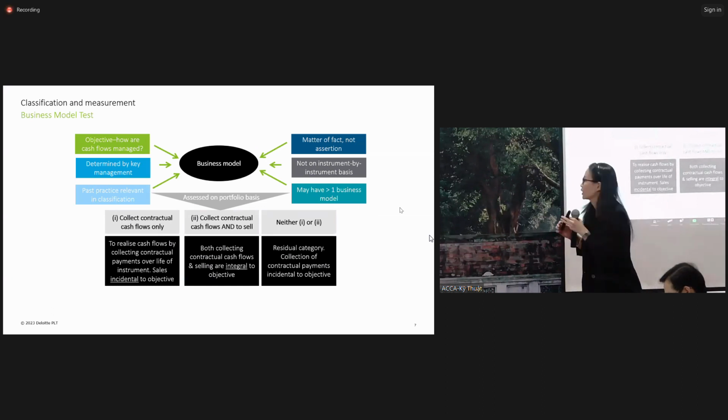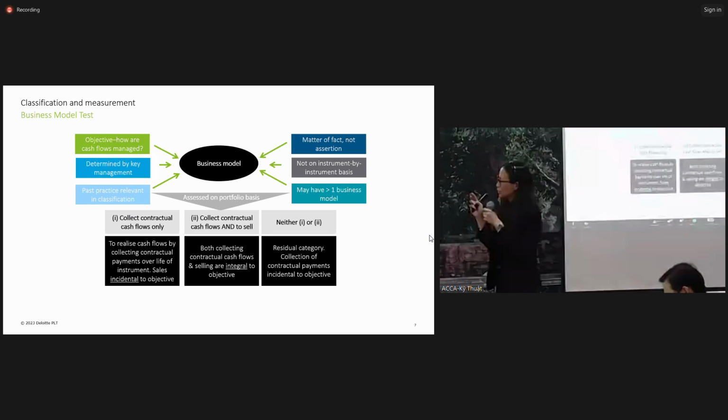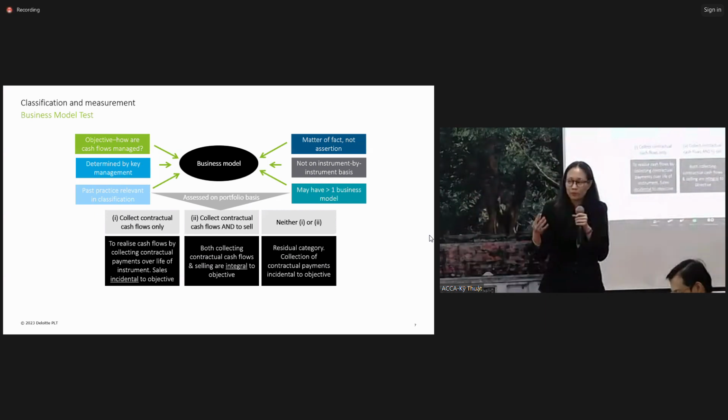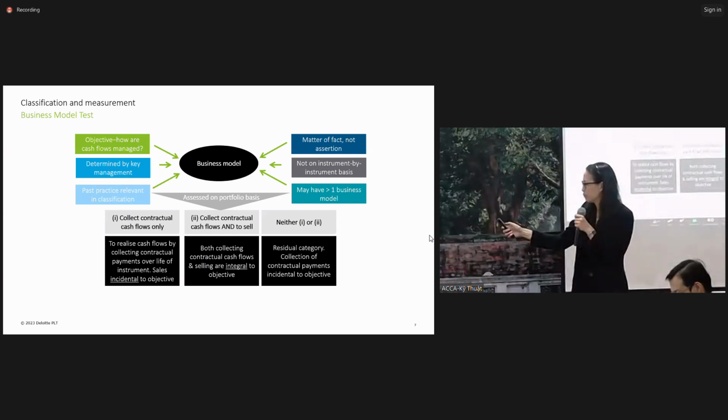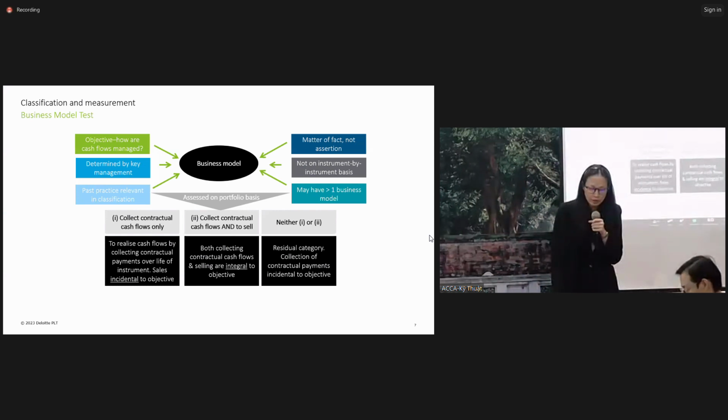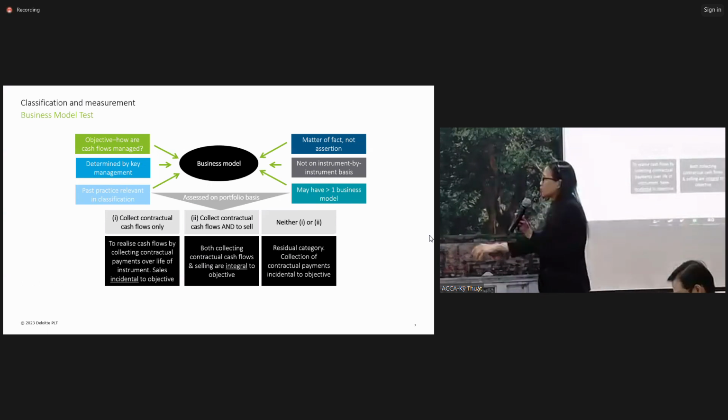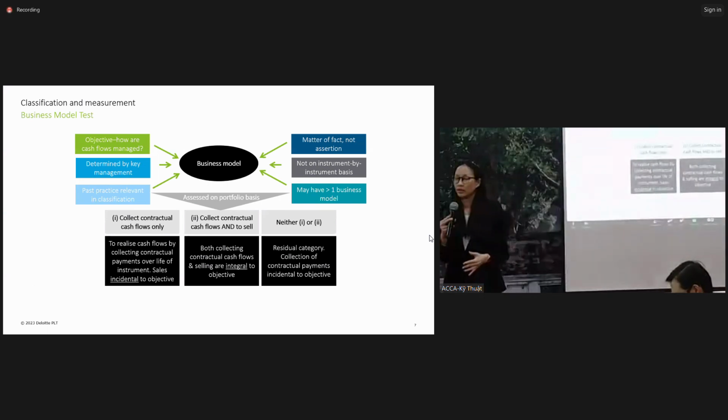Okay. So now we go into more detail about the business model and contractual characteristics. So easy for me to say using that diagram. Okay, this can be a reference point, but we need to understand clearly what is meant by the business model test. Okay, so the business model is something that is specific to the reporting entity.